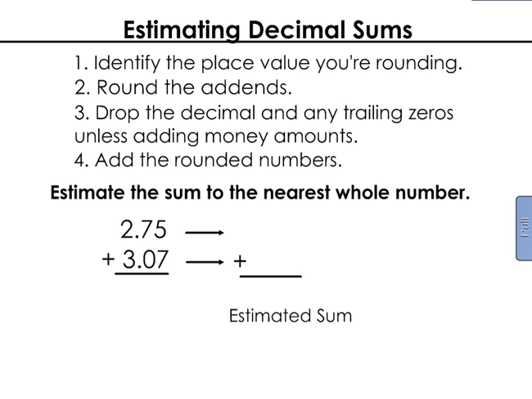The second step is to round the add-ins. Third step is to drop the decimal and any trailing zeros unless adding money amounts. And the fourth step is to add the rounded numbers. You may want to stop and put those 4 steps into your notes so you have them to refer to. Then start the video again and we'll estimate the sum of this problem.